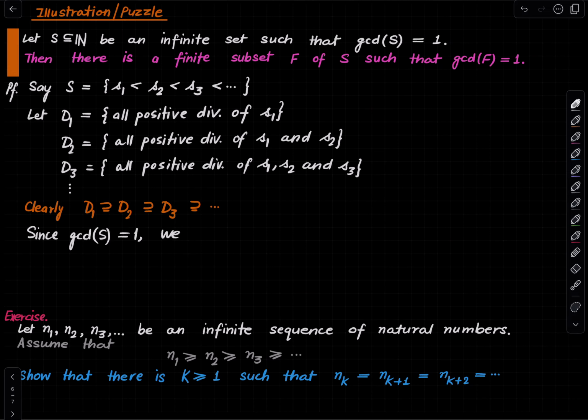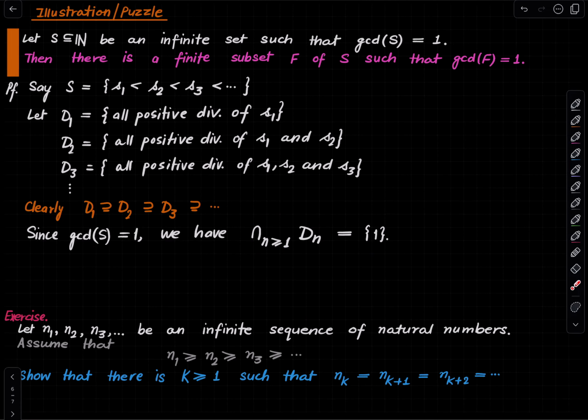we have by definition that the intersection of all these Dn's is a singleton. So this contains only one element, namely 1. That's exactly what it means to say that the GCD of S is 1. This is the set of all those positive integers which divide each element of S. And since the GCD is 1, this set has nothing but the element 1. So we are given this.